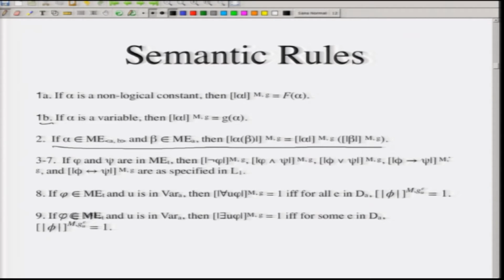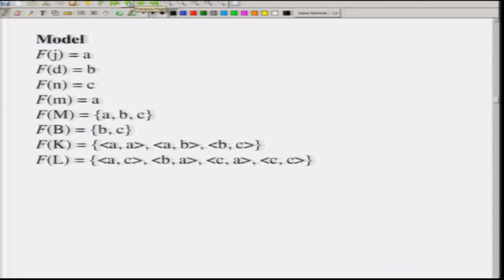And then the 8th rule, the quantification rule. If phi belongs to MET and u is a variable, then all u phi with respect to mg is 1 if and only if for all e in dA, dA meaning the set of entities, the value of phi with respect to mg EU is 1. So we can check it here itself. We are trying to compute the value of all x mx. That is one case of the rule, not that it is everything. We will talk about it later also.